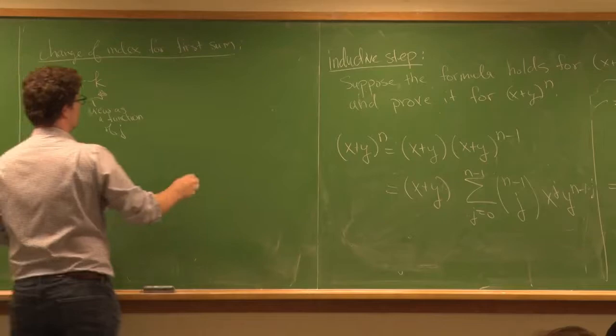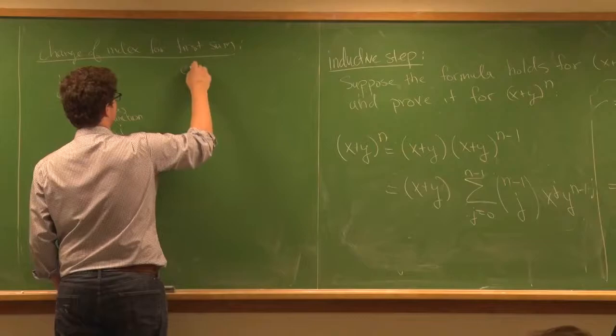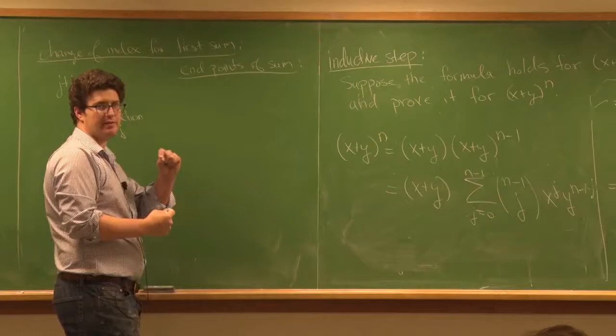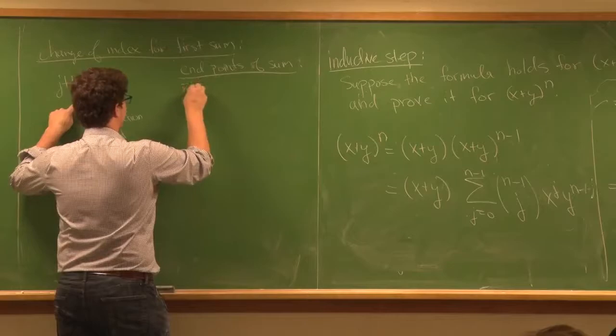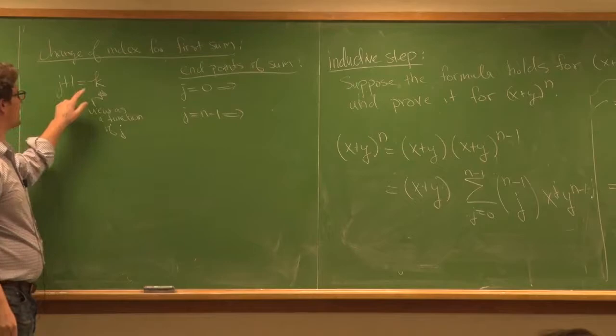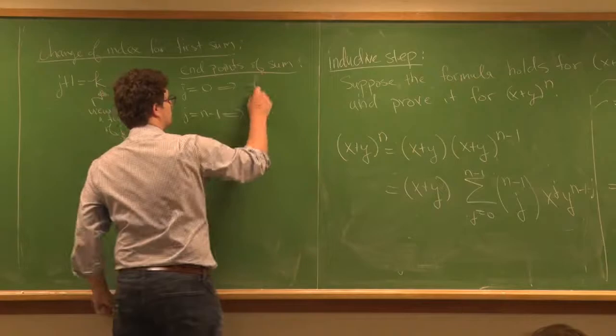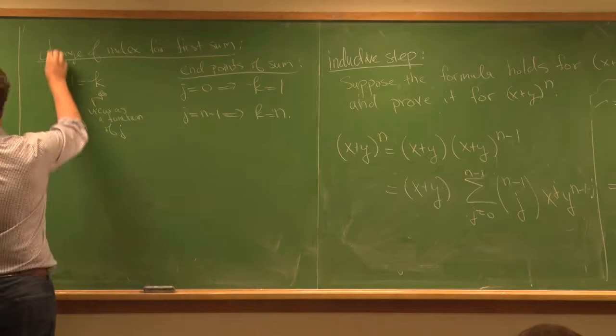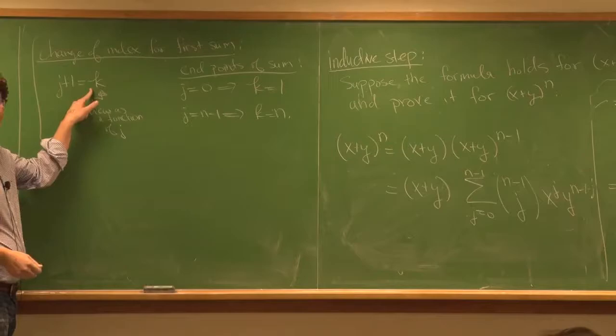So I'm just going to shift 1. And we look at the starting point and the ending points of the sums, the endpoints of the sum. And this is the same way that you change the endpoints of an integral. Like, so you have the integral from a to b, you need to change the bounds of integration. So when the endpoints were j is equal to 0 and j is equal to n minus 1, and when I change them into k's, when j is equal to 0, k is equal to what? 1. And when j is equal to n minus 1, k is equal to n. So this is our change here. And we can also solve for j. j is equal to k minus 1.